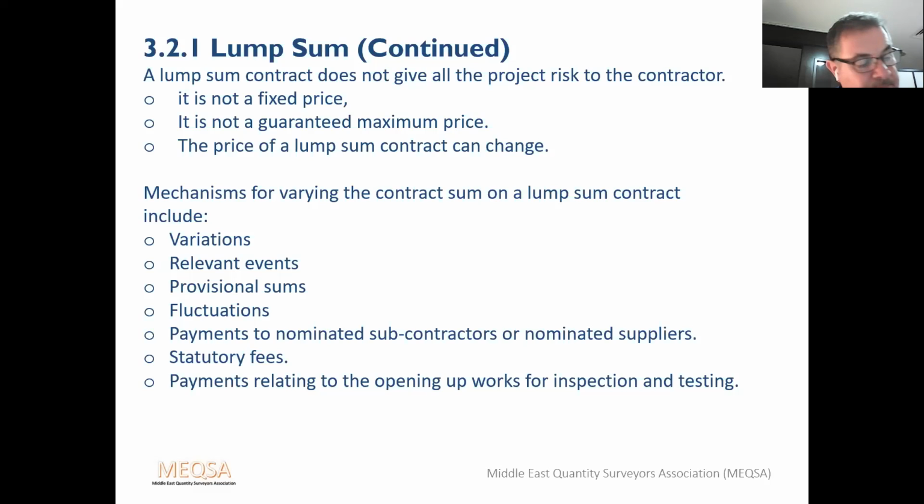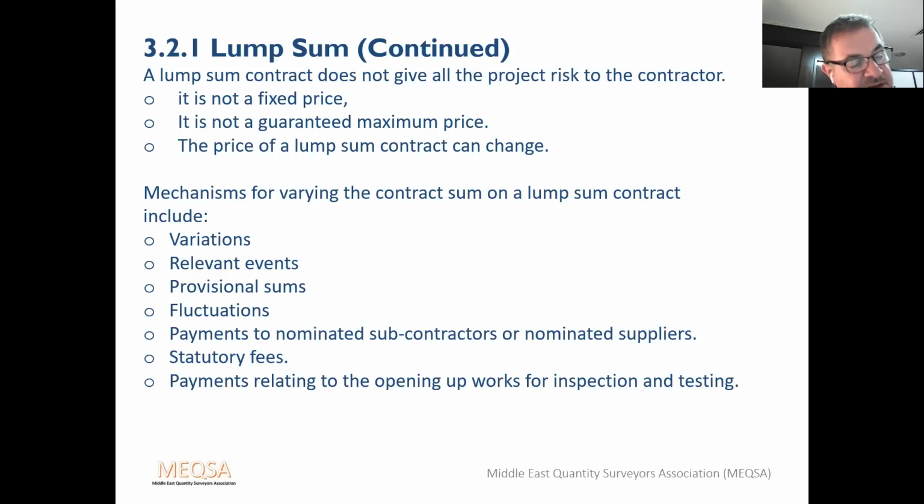Provisional sums. An allowance for a specific element of the works that's not defined in enough detail for tenderers to price. Obviously, the provisional sum may or may not be enough to cover that work. It's an educated estimate carried out by a quantity surveyor at the start of the contract, but obviously there's still some risk. Fluctuations. Fluctuations are a mechanism for dealing with inflation on projects that may last for several years, where the contractor's tenders are based on current prices.